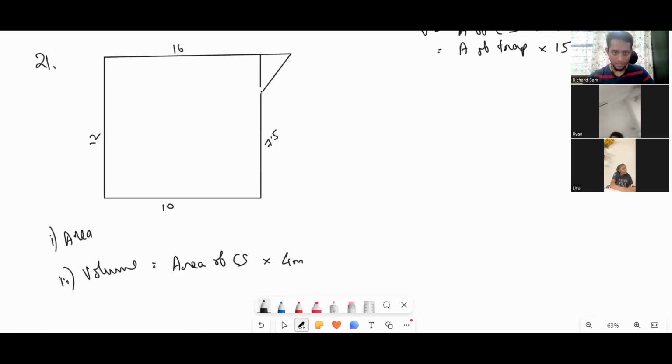So we need to separate the shape into two shapes like this. So we have a rectangle and a triangle. Now this 16 is for the whole thing and this is 10. Which means here also this will be 10 and this will be 6. Correct? Out of the whole 16, this is 10 and this is 6. Let's remove that 16. Do you understand?